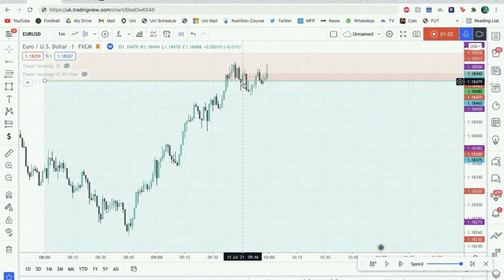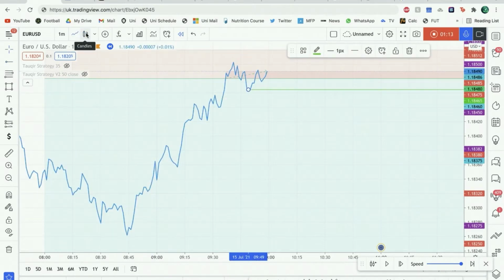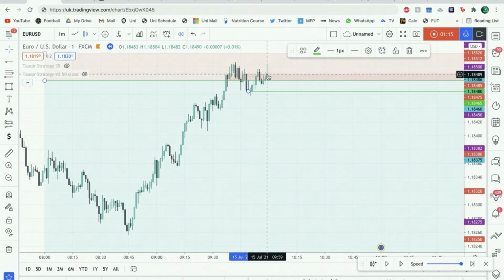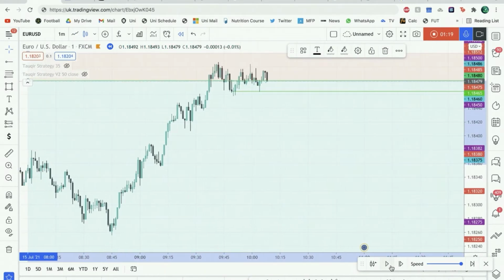So price was mitigating. Now, at what point would I consider there to have been a break of structure on the lower time frame? Well, I would like to see this low get taken out. If you see on the line graph, you can see that is clearly a low. And I would like to see a body closure close beneath it. Okay, so let's see what actually happens.